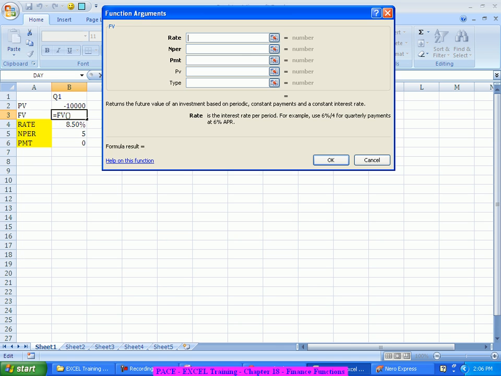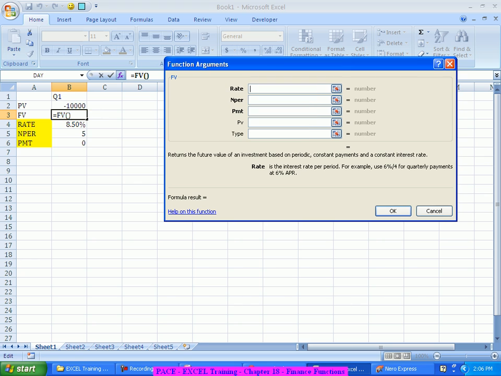If you see, the remaining 4 will be my inputs. The rate, I'll point to this. The NPER, I'll point to this. PMT, I'll point to this. PV, I'll point to this. Type and all we can ignore, because they are more about whether the payment is made at the beginning of the period or at the end of the period, which is applicable more for annuity payments, which is a regular recurring payment kind of thing. But for one lump sum, that is not applicable at all.